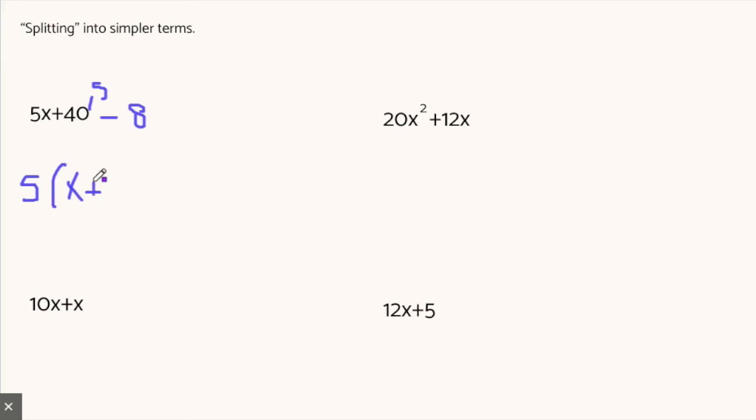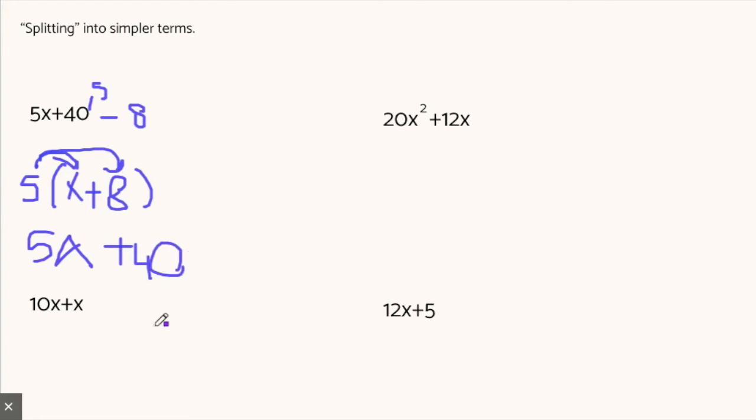So I can just take 5 out and say x plus 8. If you remember the distributive property, you would remember that when we have something like this, we multiply 5 first with x and then with 8. And then when you do that, you would get 5x plus 40. And that's how you can check your answer.